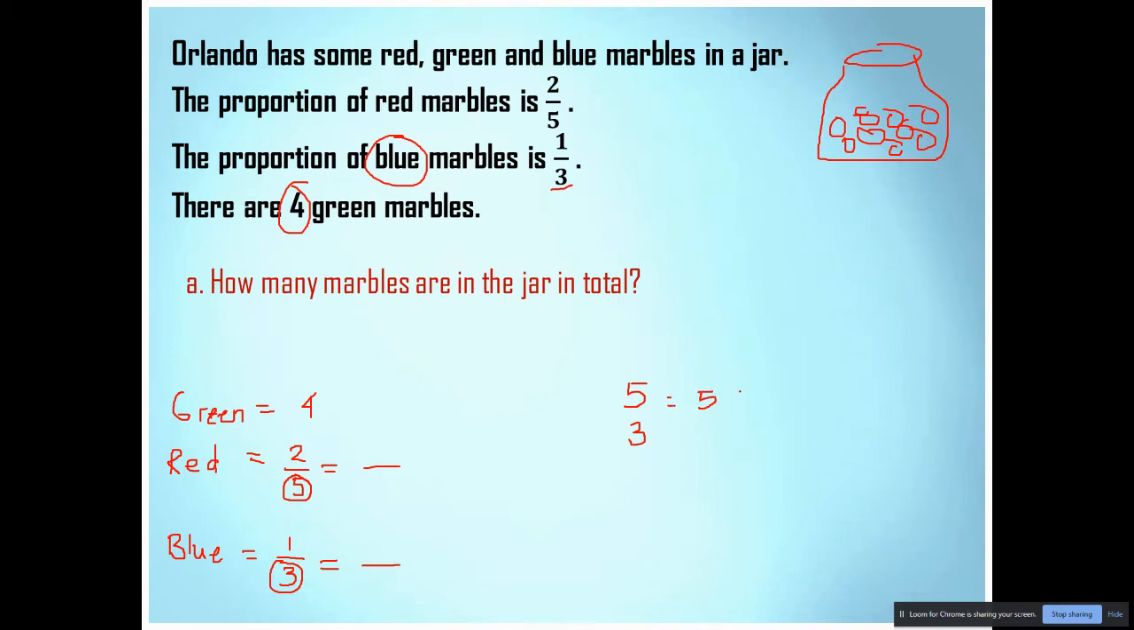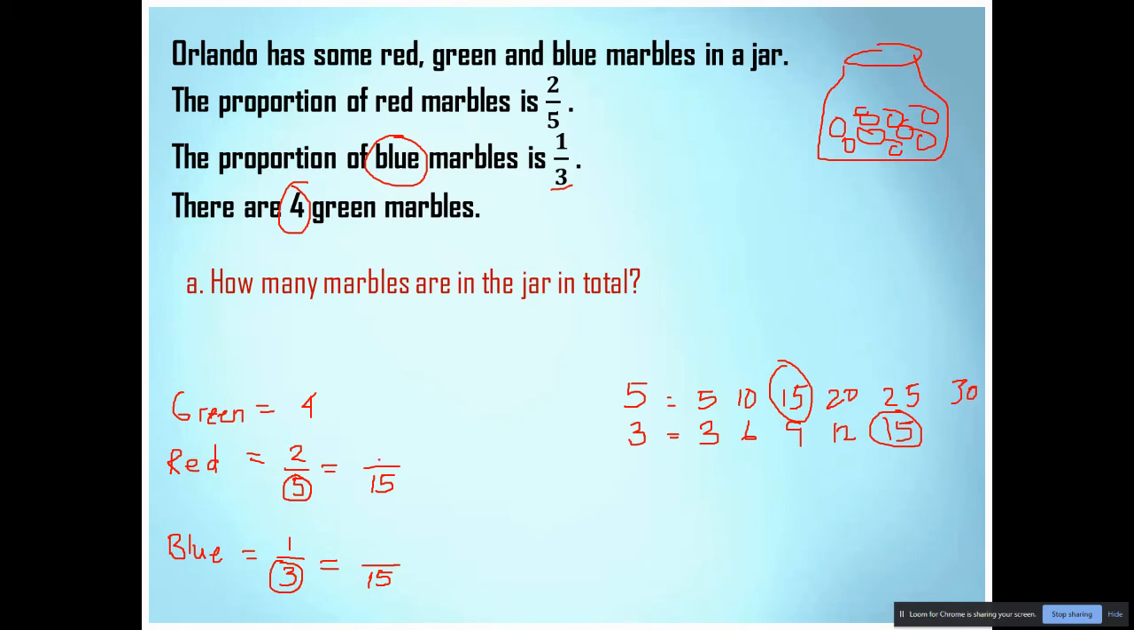5, just keep counting: 5, 10, 15, 20, 25, 30. Okay, how about for 3? 3, 6, 9, 12, 15. Oops, you see there's already 15 here. So that means the least common multiple we can use is 15. So 15 is the new denominator, all right? Then that new denominator is the total number of marbles they got.